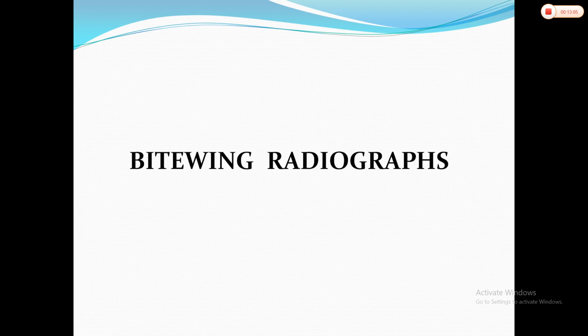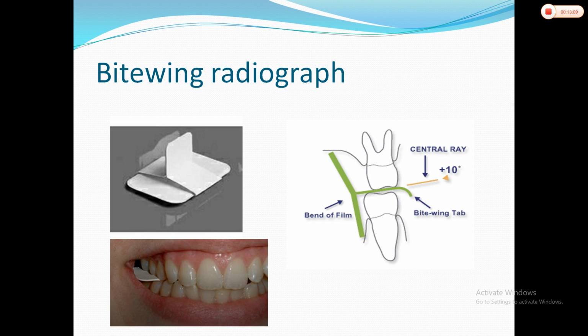Coming to bite wing radiographs. This is an important short note for you. Look at this picture. There is an extension at the center of the film known as the bite wing tab. The patient bites on this bite wing tab. Since it has a bite wing, this radiograph is known as bite wing radiograph. This radiograph partly covers the maxillary teeth and partly mandibular teeth. So you can see the image of both upper and lower teeth in a single film.